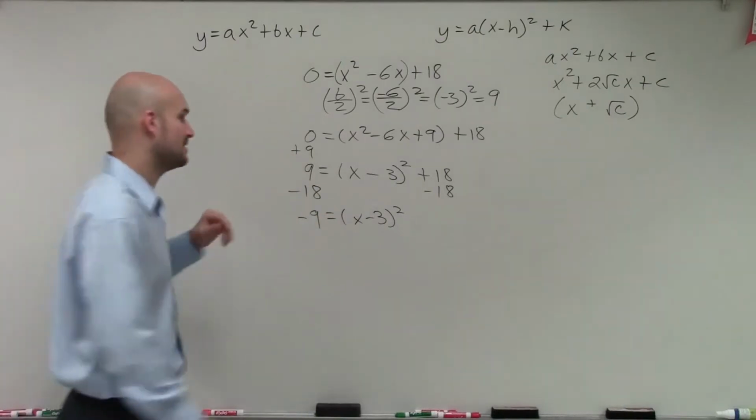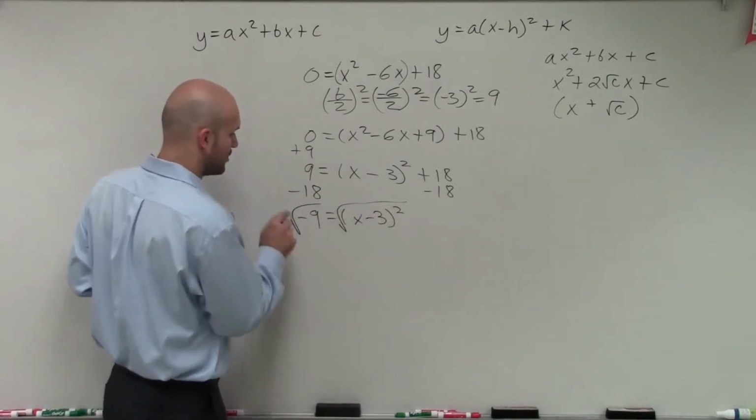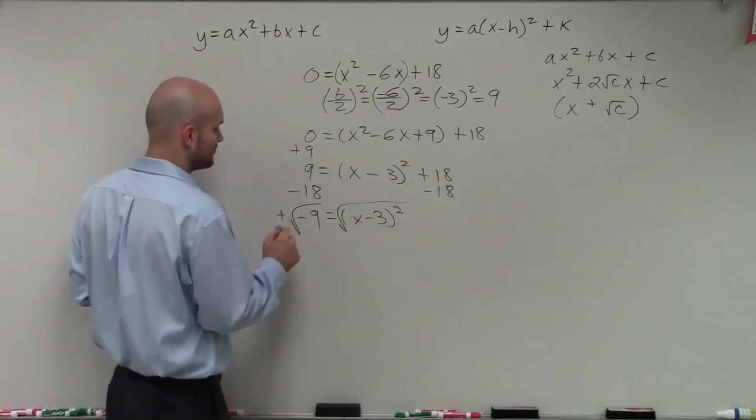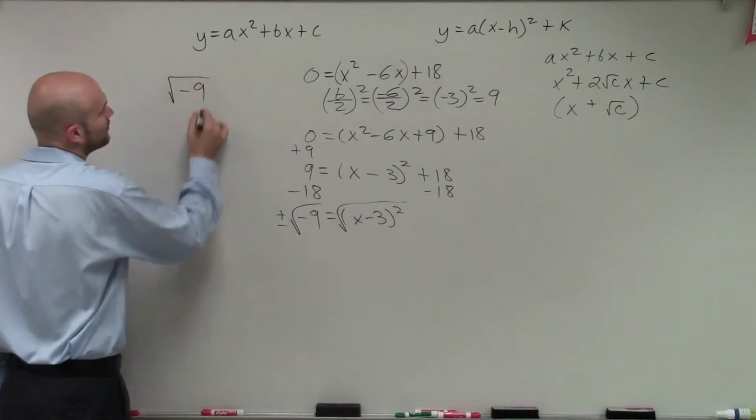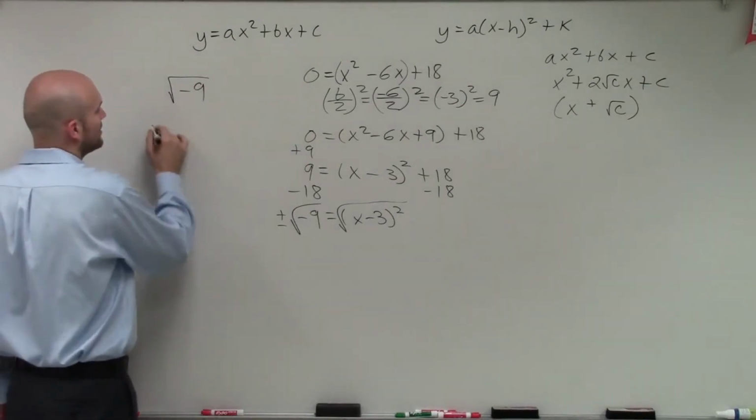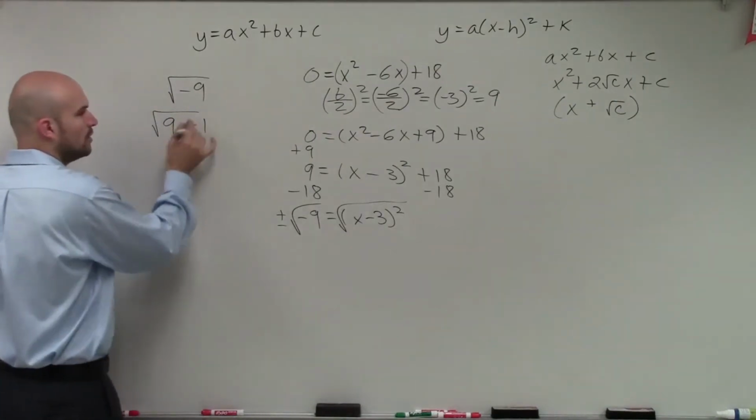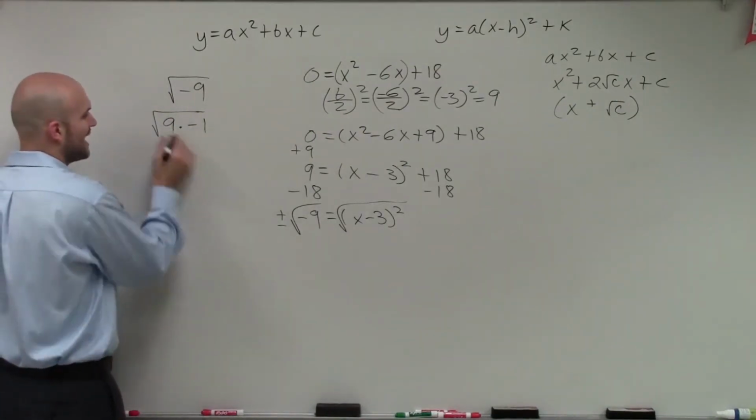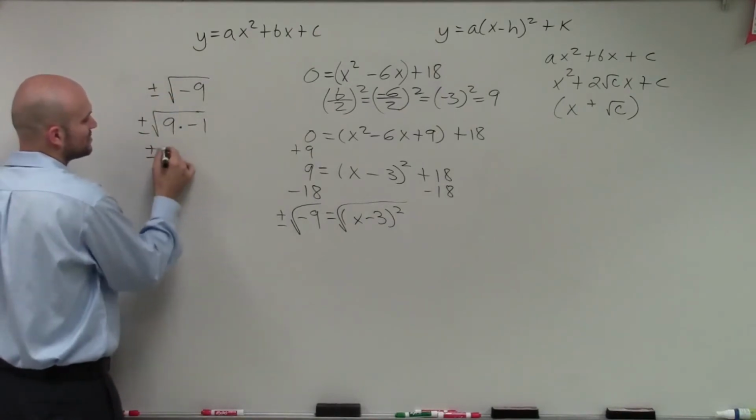Now I can apply my inverse operation. So I'll take the square root of both sides. Remember, whenever you take the square root, you have to introduce a positive and a negative. And when we're taking the square root of a negative number, we can rewrite that as the square root of 9 times negative 1. Well, the square root of negative 1 we write as i. And the square root of 9 is going to be plus or minus 3.